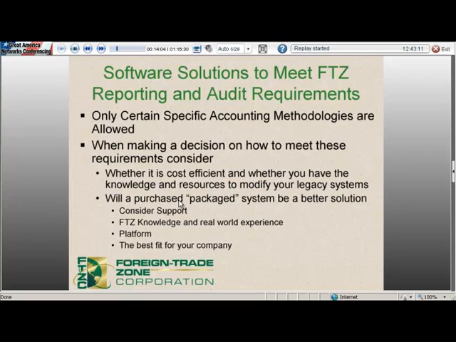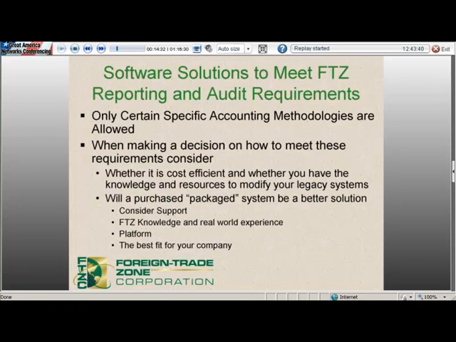Solutions to meet the FTZ reporting and audit requirements. As I mentioned earlier, only certain specific accounting methodologies are allowed. Those are listed in the regulations. You can apply to headquarters for a special accounting method to be allowed. Sometimes that's a little dangerous because they may come back with an answer that makes it tougher than your accounting system was in the first place.